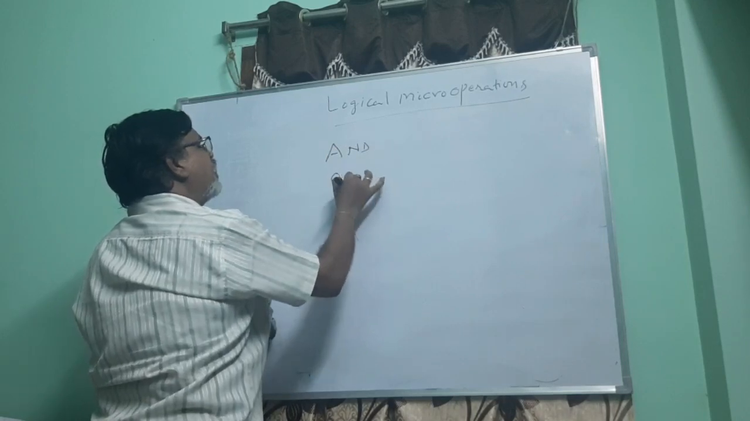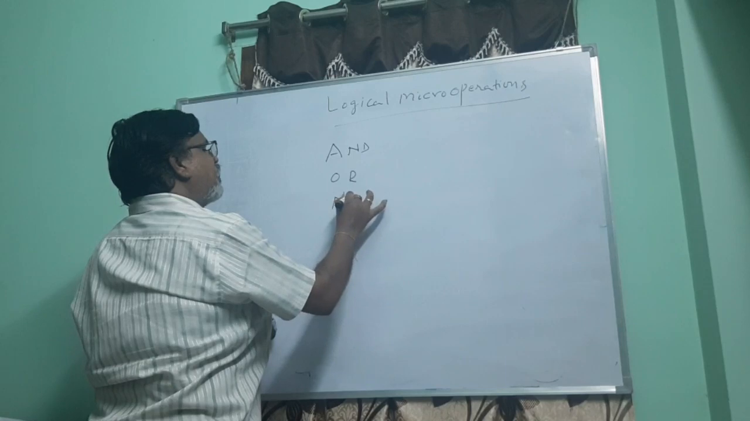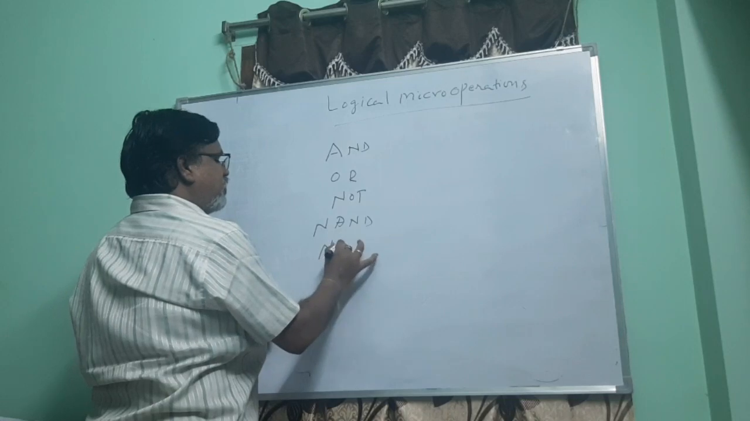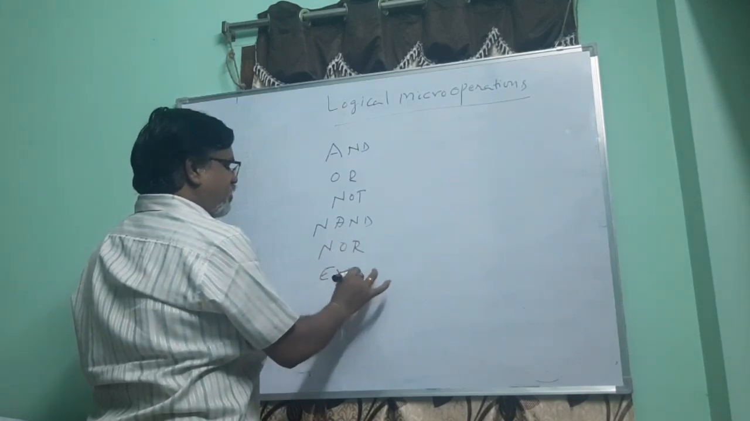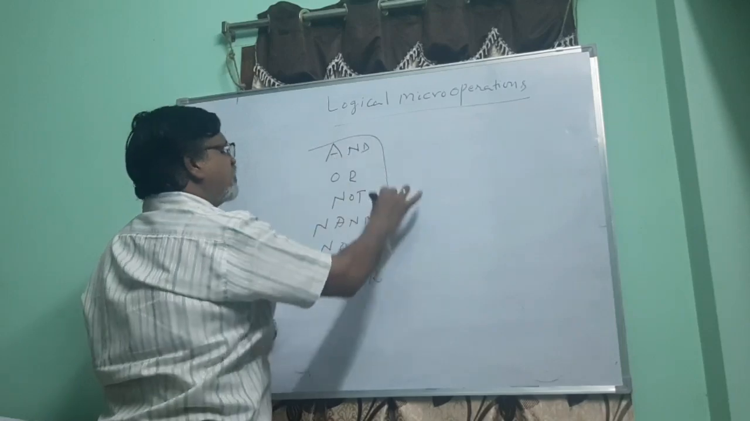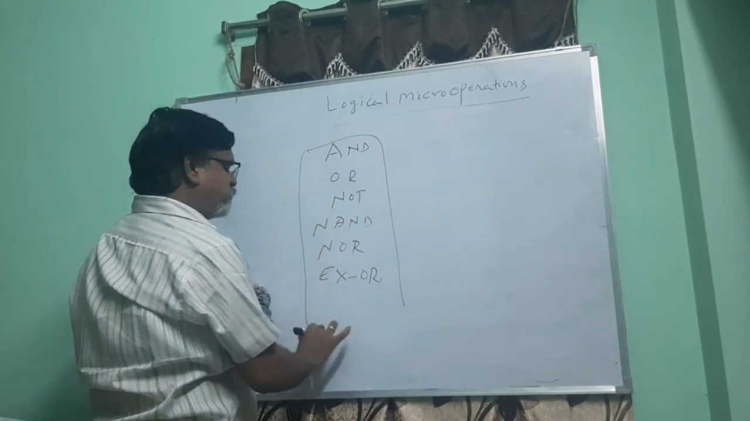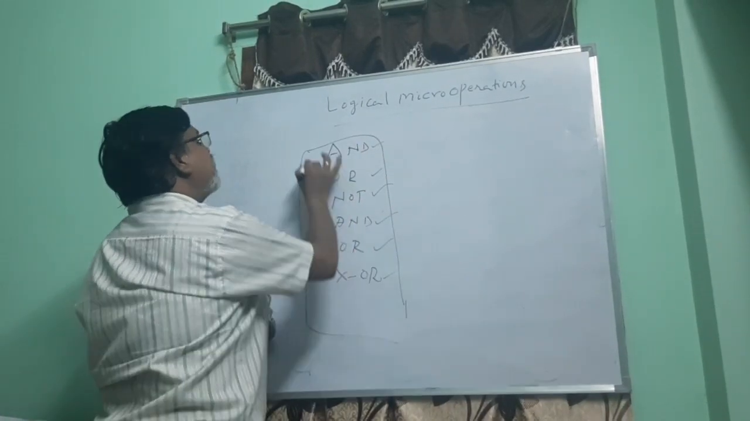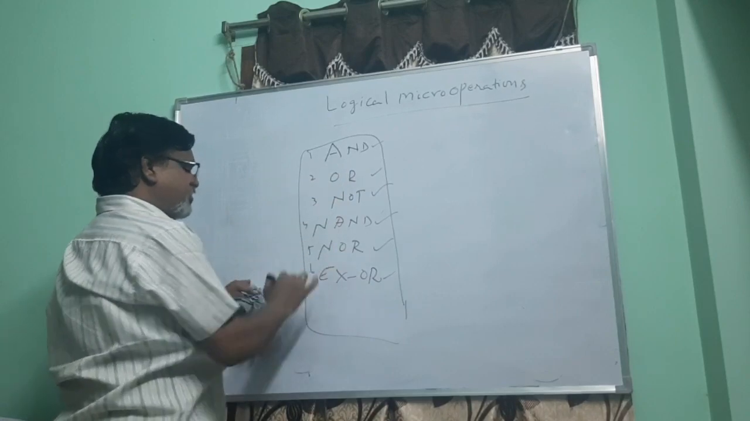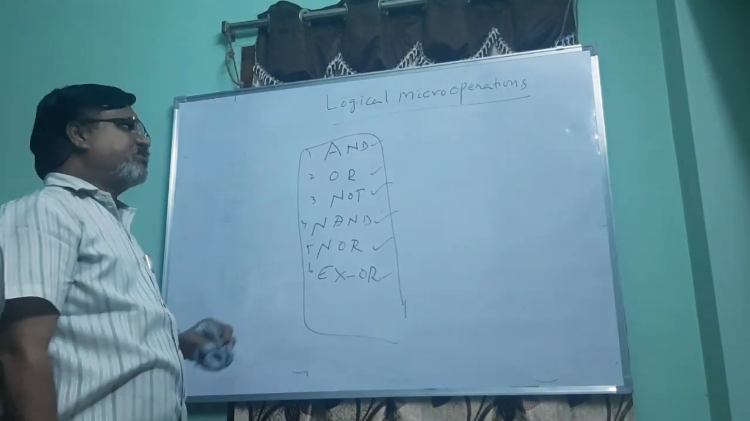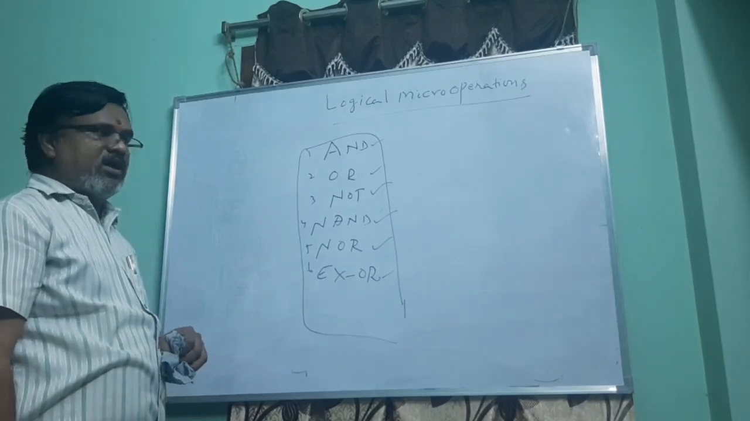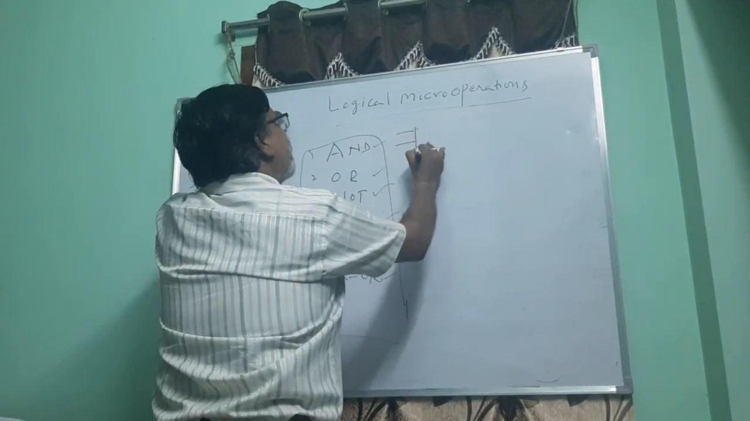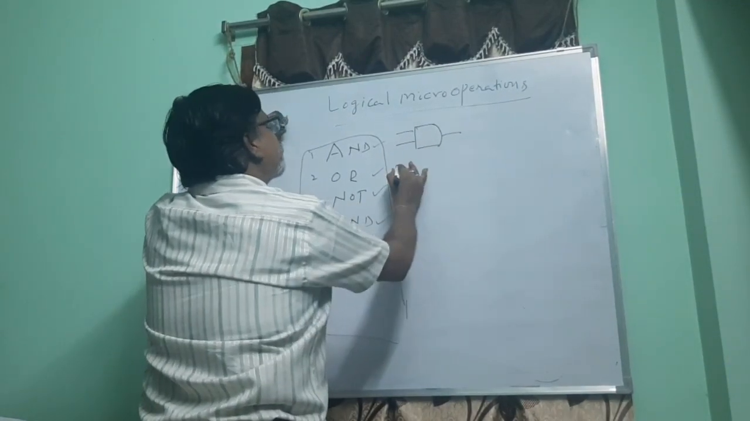AND, OR, NOT, NAND, NOR, XOR. 1, 2, 3, 4, 5, 6. So these are the basic 6 logical micro operations that are generally used. I think you know the logic gates very well, and the gate symbols also look like this.